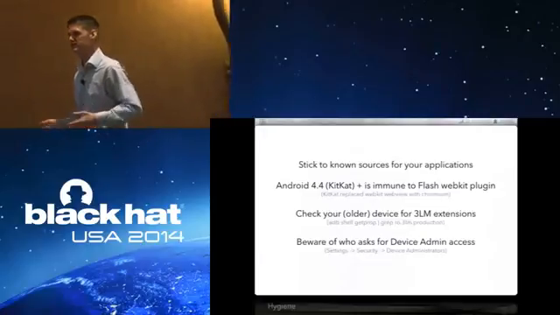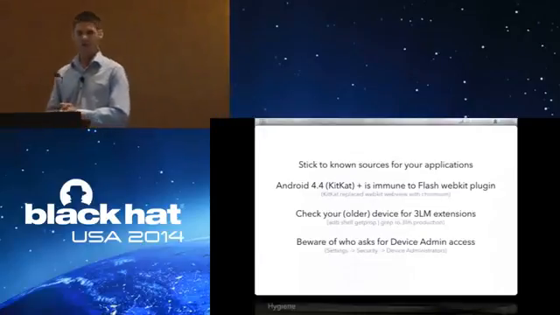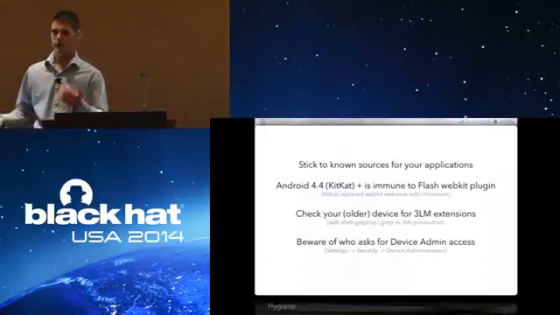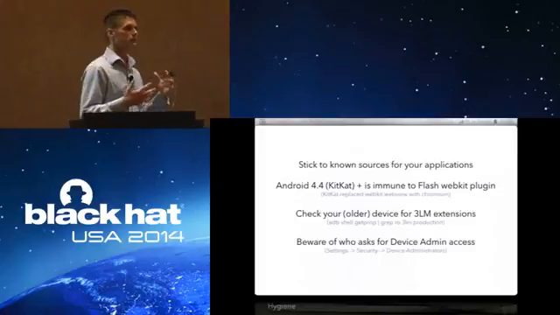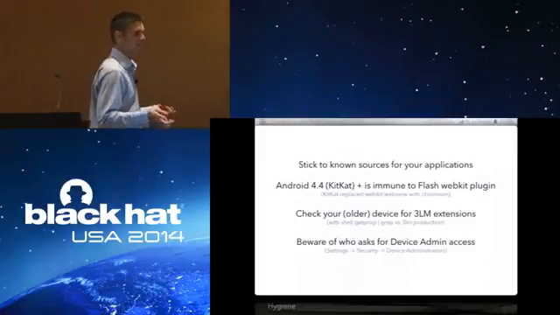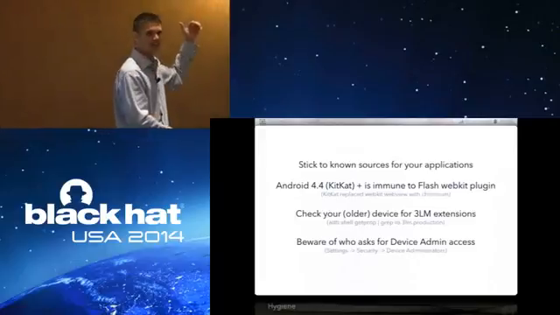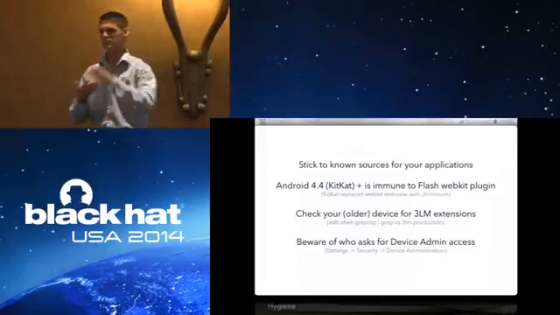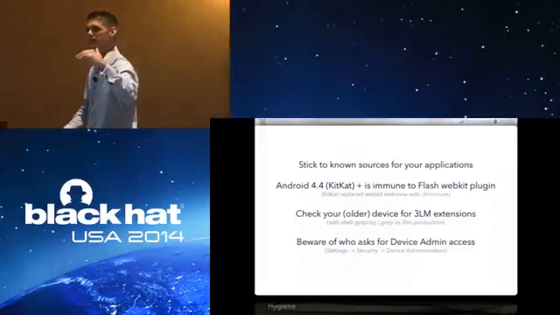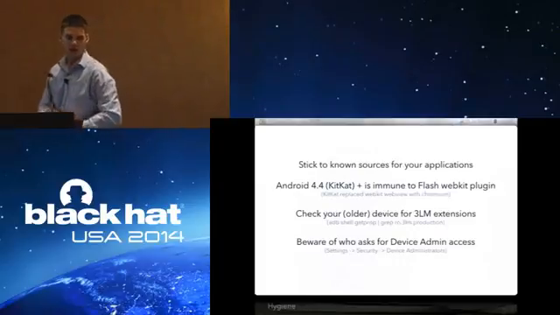What can you do in the meantime? This is the standard stuff, right? Stick to your known application sources for your apps. Don't download sketchy things from sketchy places and run them and hope that those permissions actually show you what it's trying to do. Because as you saw, you can't rely on that being accurate in this case.